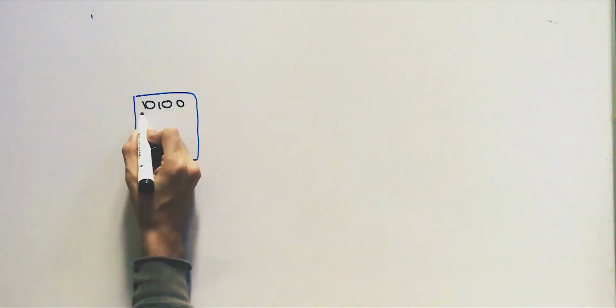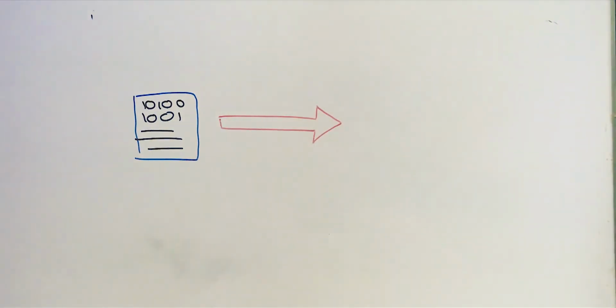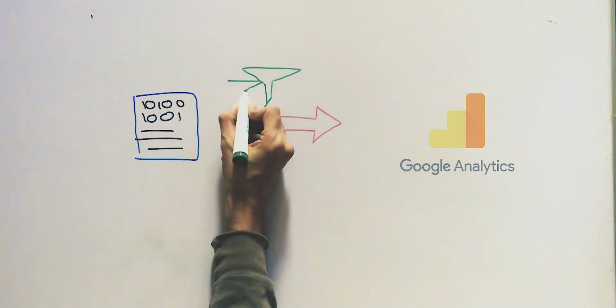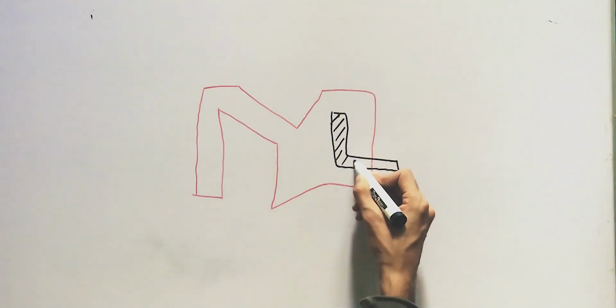Once the data is sent to servers, Google Analytics starts applying your configurations like filters and more before it gets ready to process the data and make it ready for reporting. But we will cover that in more detail in an upcoming video.